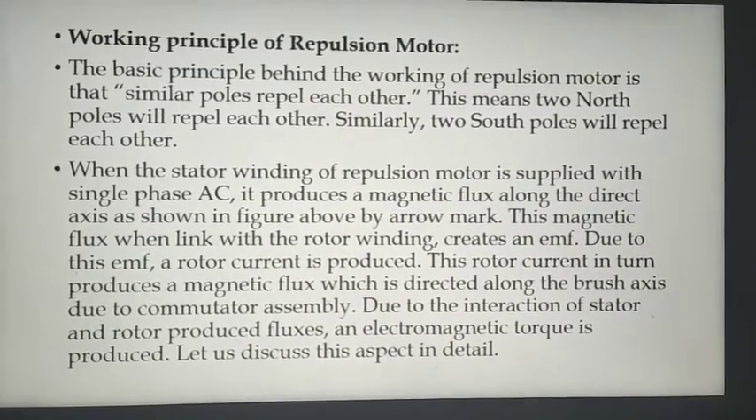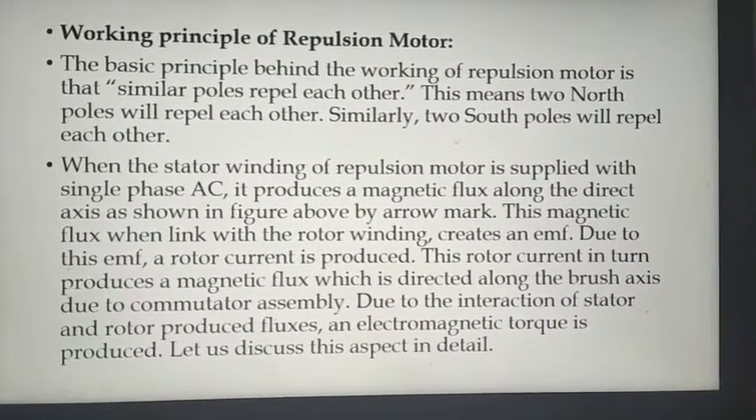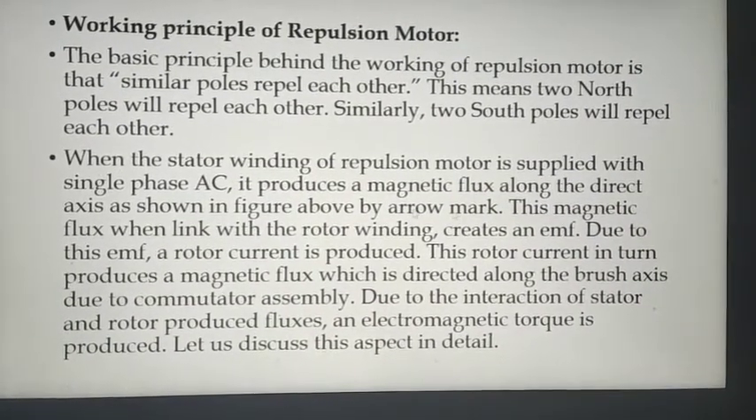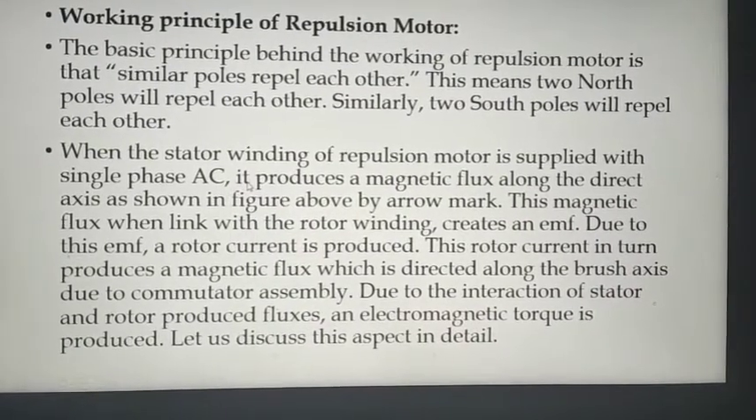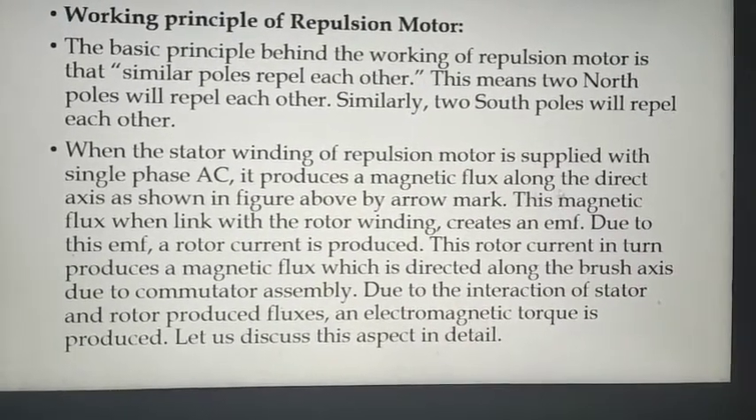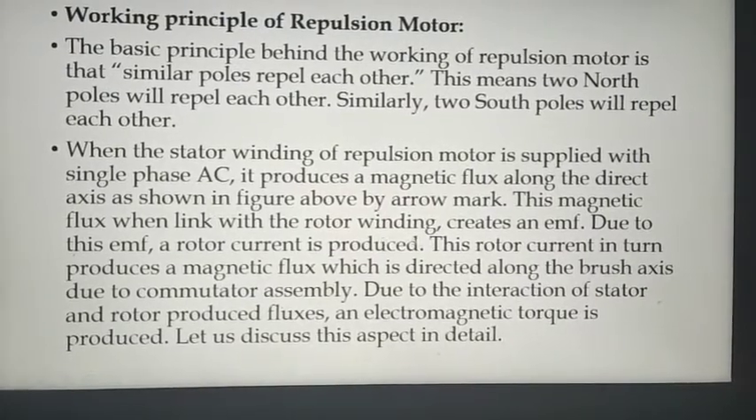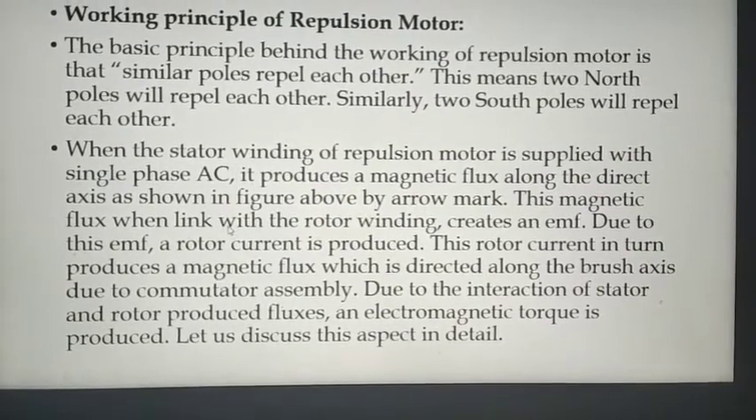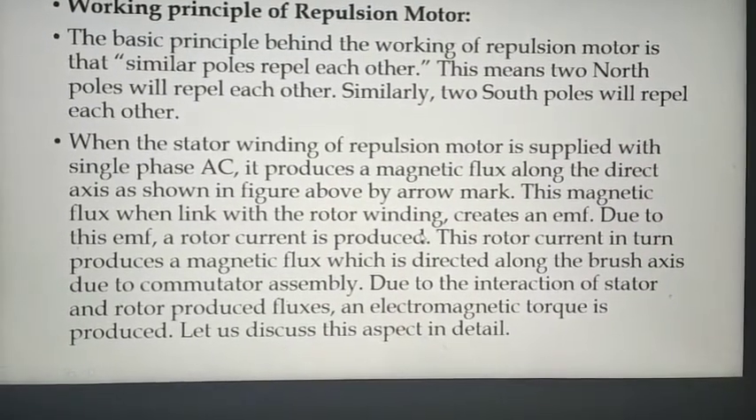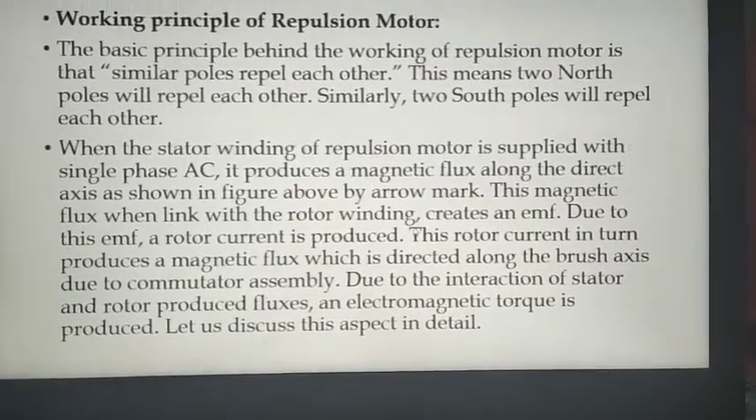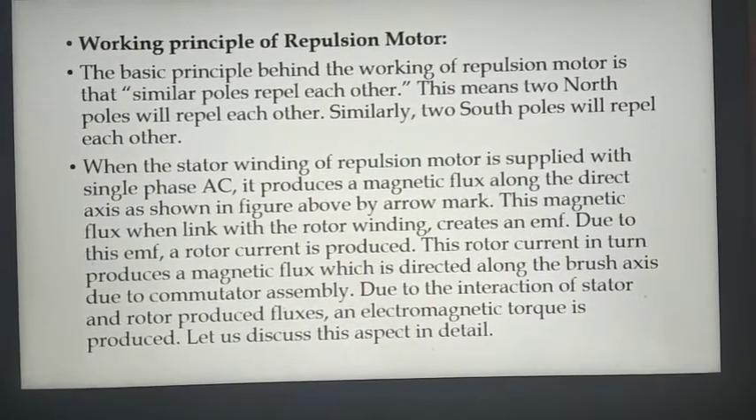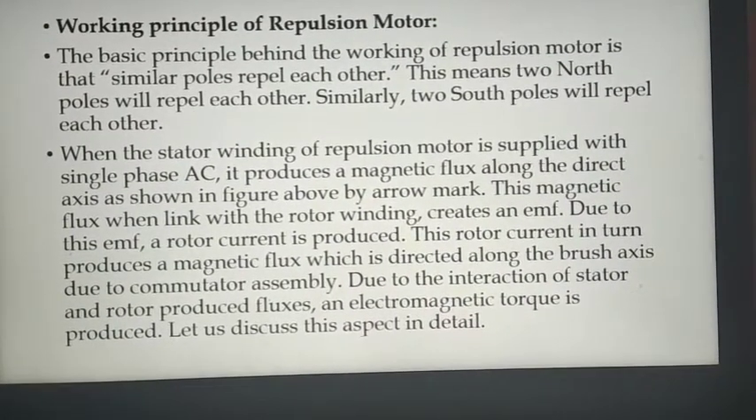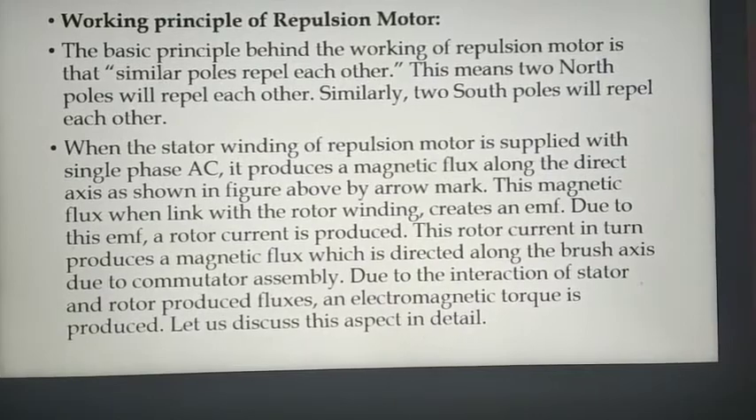Working of the repulsion motor: the basic principle behind the working of the repulsion motor is that similar poles repel each other. This means two north poles repel each other, and similarly two south poles repel each other. The stator winding of the repulsion motor is supplied with single phase AC supply. It produces a magnetic flux along the direction shown in the figure by the arrow mark. This magnetic flux, when linked with the rotor winding, creates an EMF. Due to this, rotor current is produced.